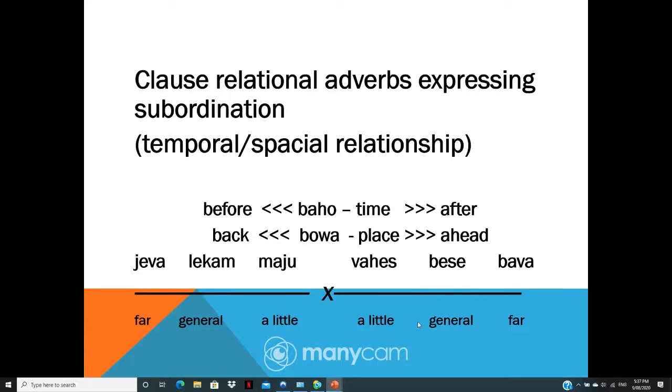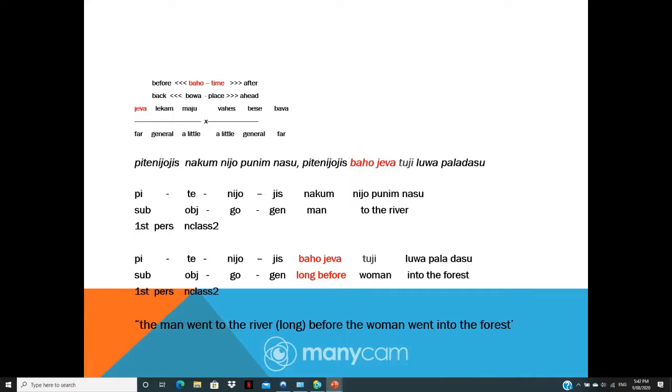Nahes, a little ahead, bese, general, and barna, far ahead or far after. You've got mayu, a little, lekam, general, and yelna, far, in the other direction, back or before. And you mix and match these to produce your subordinating conjunction depending on the situation. So what I've done here is I've got baho, which is time, and I've got yelna, which is a degree quite far behind, so long before.